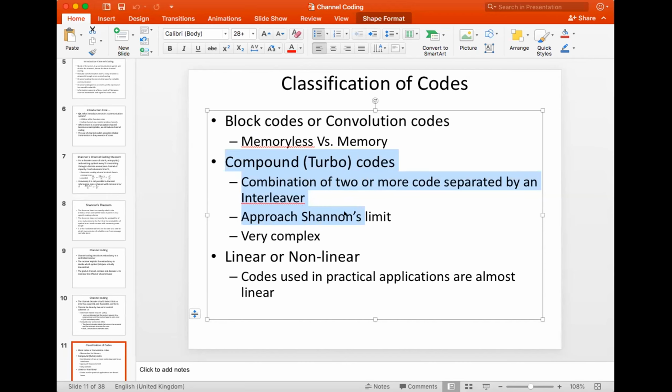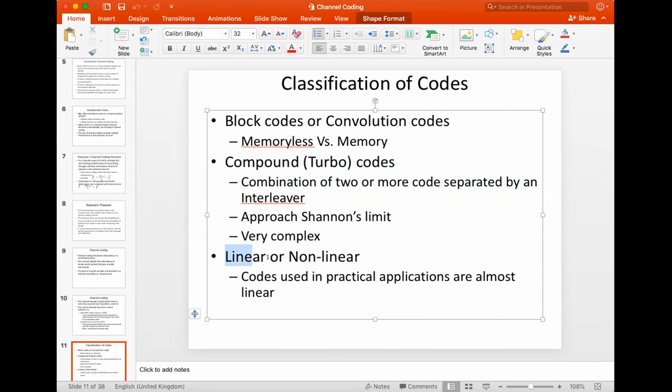An interleaver is just a bridge which helps us to shuffle or introduce randomness in our communication. So I just want you to know that there are codes called compound codes or tuple codes, which are very good. You can always go back and learn about them and see how they behave, but we are not going to be looking at them.